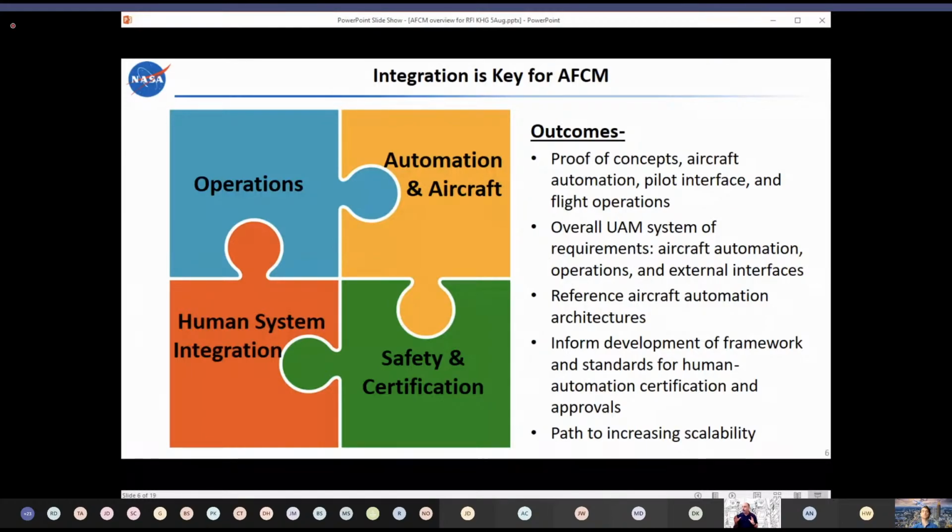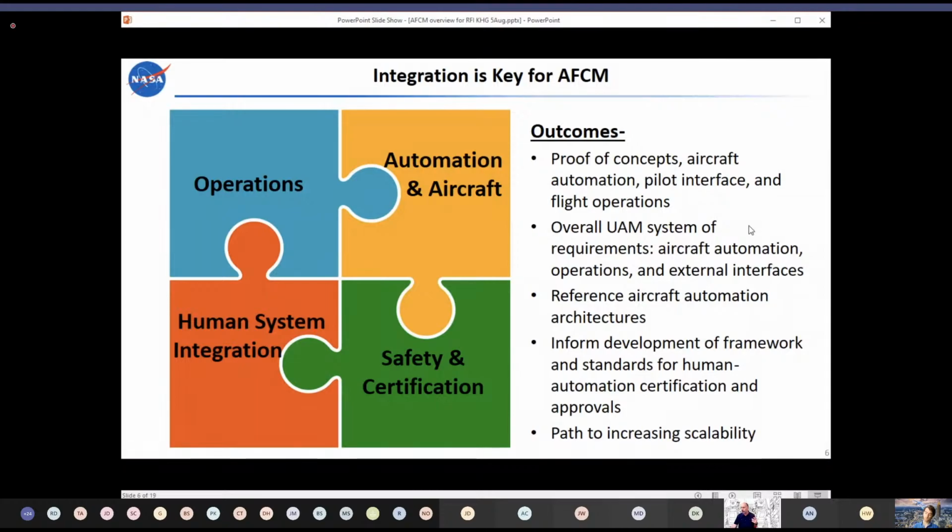So looking at the interaction of those three elements and achieving an outcome with an appropriate level of safety for urban operation. So at the project level, things that AFCM is chartered to develop includes developing proof of concepts, which includes the aircraft automation, the pilot vehicle interface, and the flight operations integrated with those.